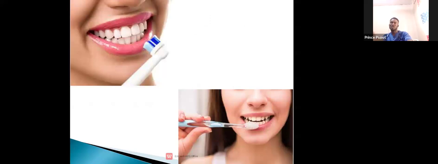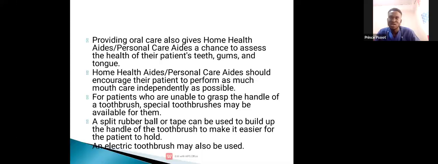So this is an example of how teeth or oral hygiene is done: brushing the teeth. Providing oral care also gives home health aides or personal care aides a chance to assess the health of their patient's teeth, gums, as well as tongue. So the goal is not just to wash the teeth, but for assessment. So it's not only for washing, but also for what? Assessing. Home health aides or personal care aides should encourage their patients to perform as much mouth care independently as possible.